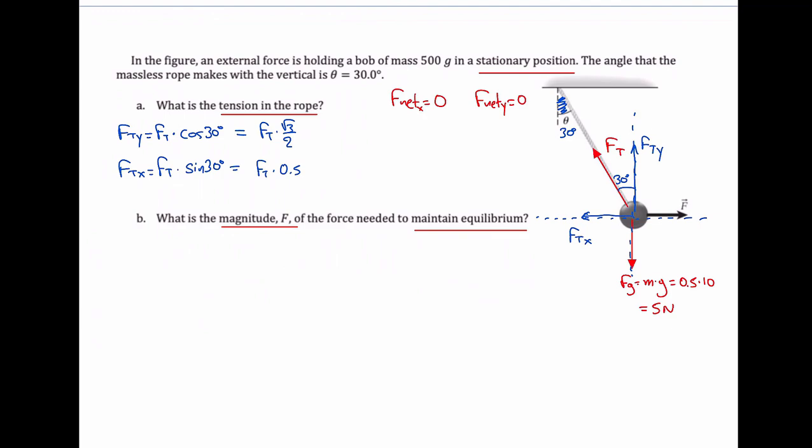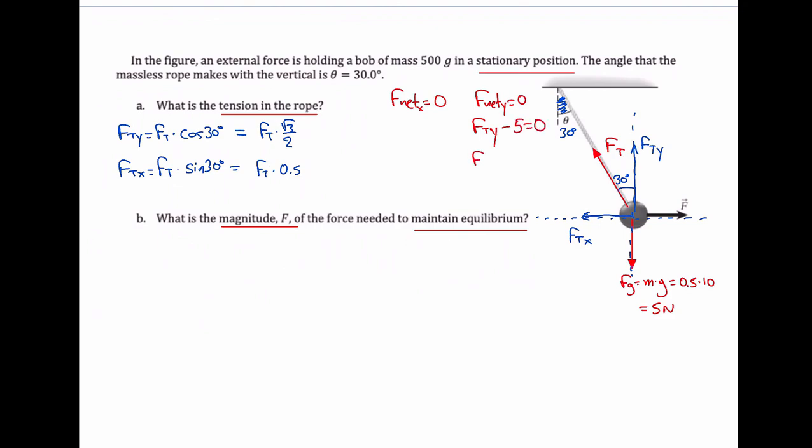We need to decide if we're going to start working from the x-axis or from the y-axis, and if we check what we have, our data, for the x-axis we have two unknown forces, the force of tension X, which we don't know the value, and the force F, which we don't know the value. So maybe it's better to start from the y-axis because there is only one force that we don't know the value. So the force net Y is equal to 0. This means that the force of tension Y minus the force of gravity is equal to 0.